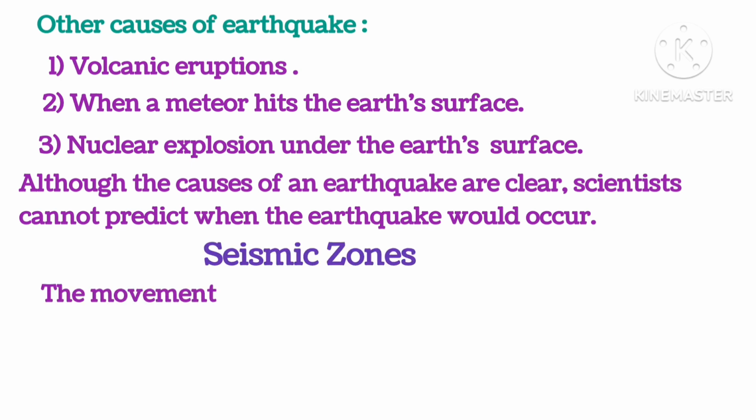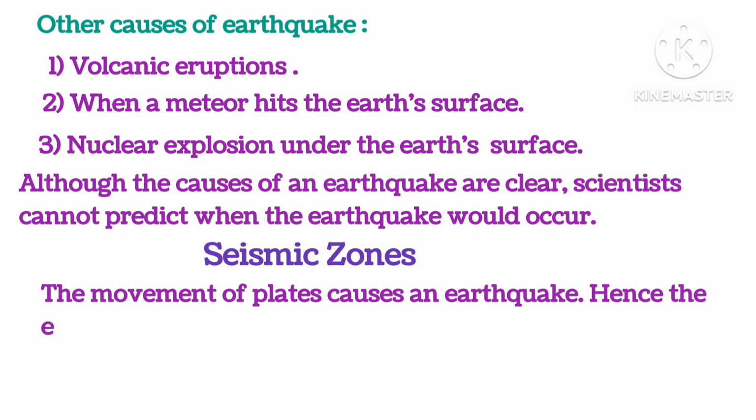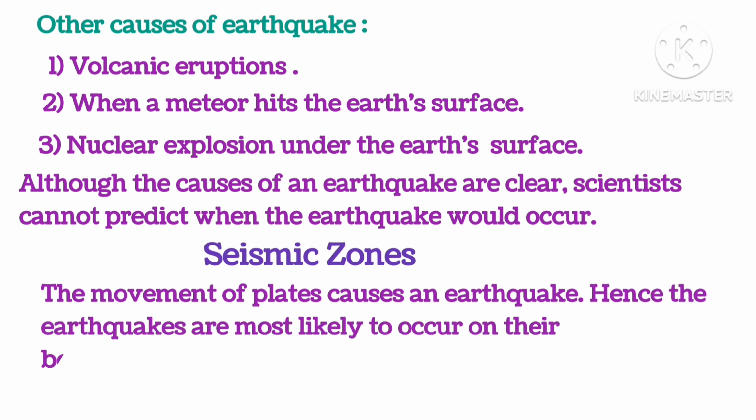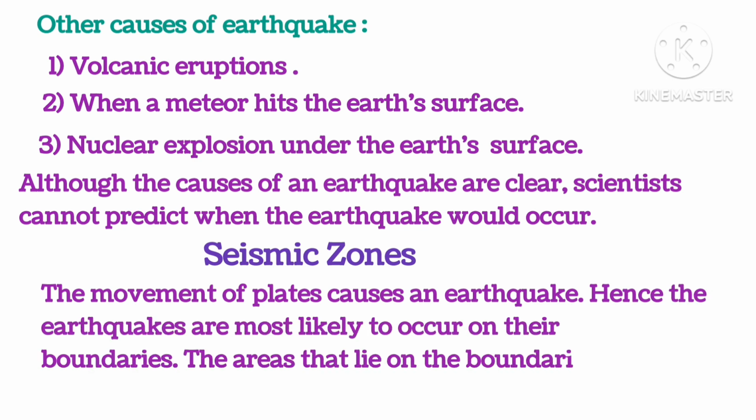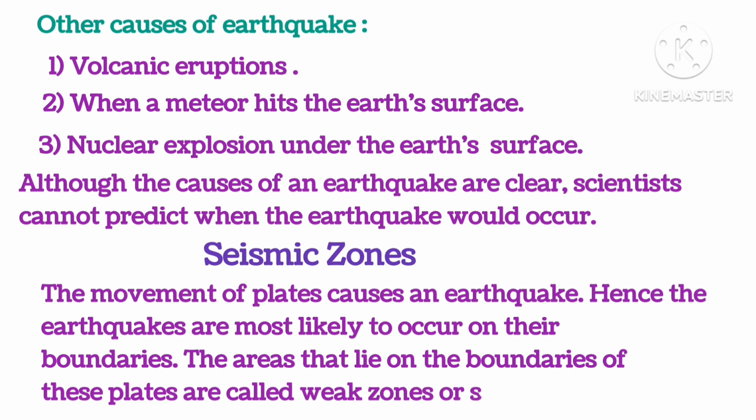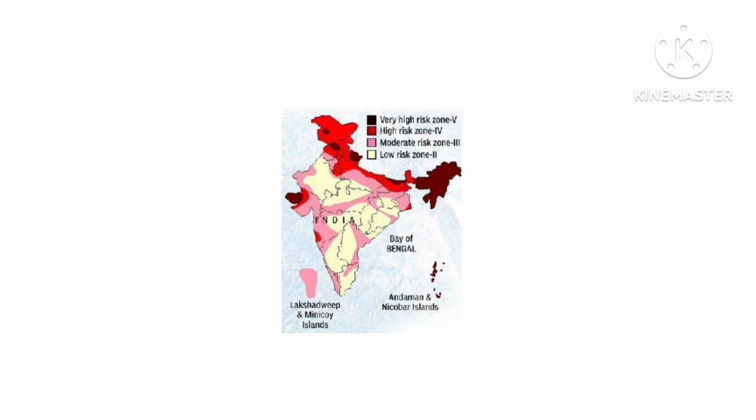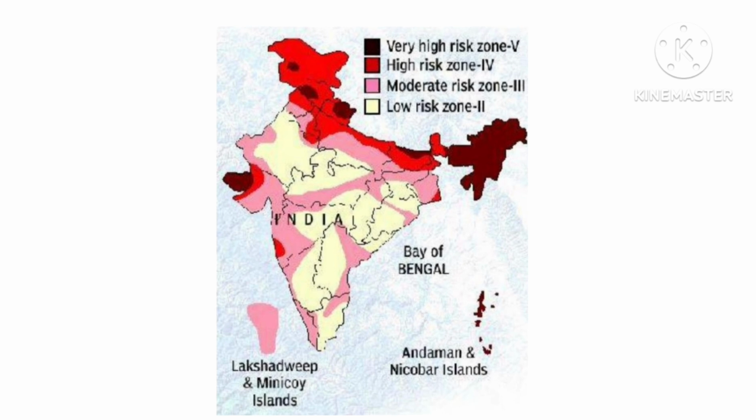Seismic zones. The movement of plates causes an earthquake, hence earthquakes are most likely to occur on the boundaries. The areas that lie on the boundaries of these plates are called weak zones or seismic zones. As you can see here, they are showing the areas with high risk zone, low risk zone and moderate risk zone.